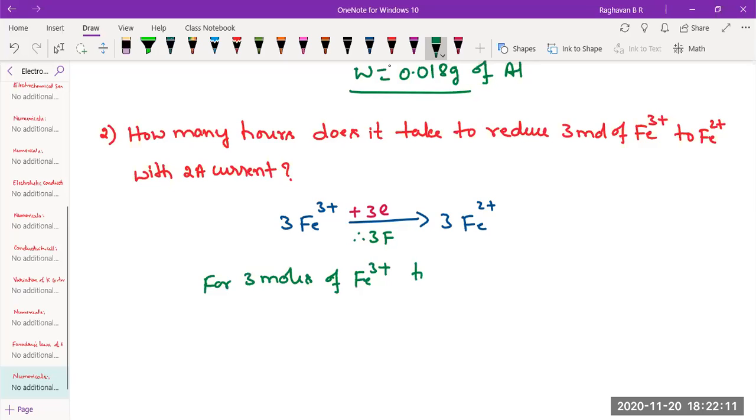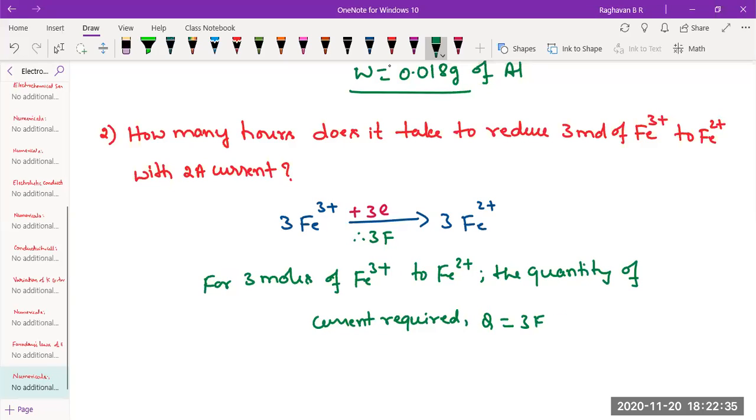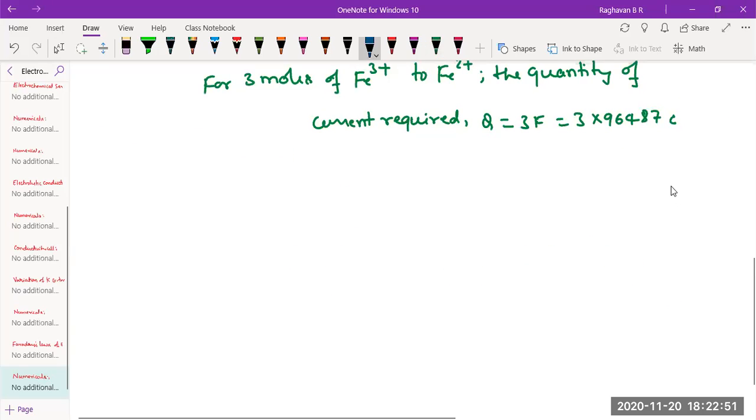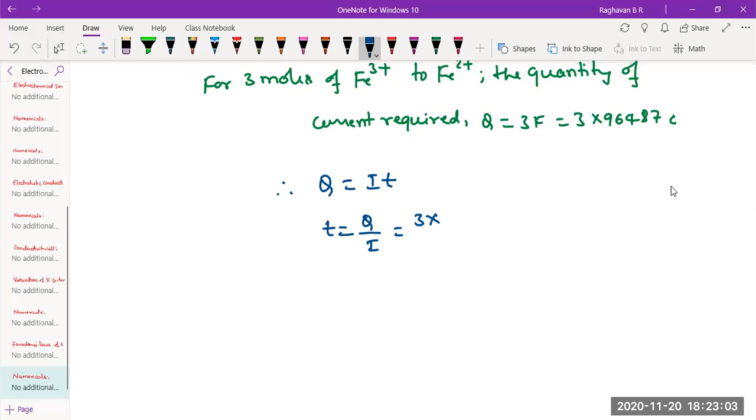So for 3 moles, Fe3+ to Fe2+, the quantity of current required, Q is equal to 3 Faraday, 3 into 96,487. Cool. Therefore, they are asking us to calculate time. They have passed 2 ampere current. I is given. Right? Therefore, Q is equal to I T. T is equal to Q by I. Q is 3 into 96,487 divided by 2.